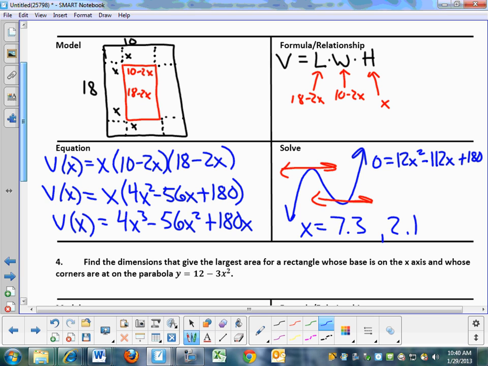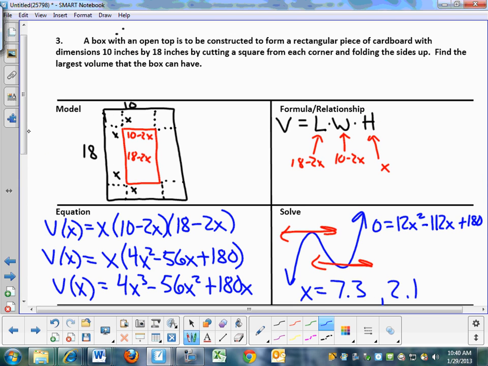Yeah, you can't really cut. The most you could cut off would be how much? 5. So you can't have a number bigger than 5, and we got 7.3, so that's not allowed. So 2.1 is the best. And the question is, it says, find the largest volume. So if x is 2.1, did we find the largest volume? No, how do we actually find it?